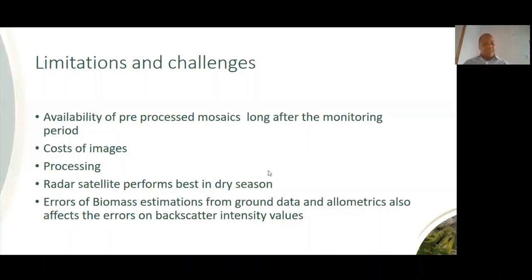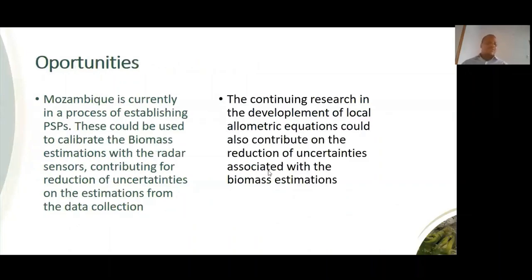And the last limitation or challenge is the errors when you estimate biomass, the ground data and the allometrics, and the effect they have on the backscatter intensity values. It's also something that we acknowledge as a challenge. And we have some opportunities that could overcome those challenges. One of which is that Mozambique is currently establishing permanent sample plots that could be used to calibrate all these biomass estimations with the radar, and we believe that could contribute significantly to reducing the uncertainties in the estimation from this data.